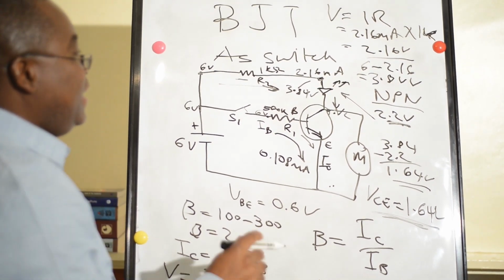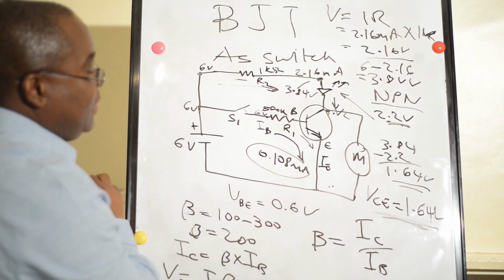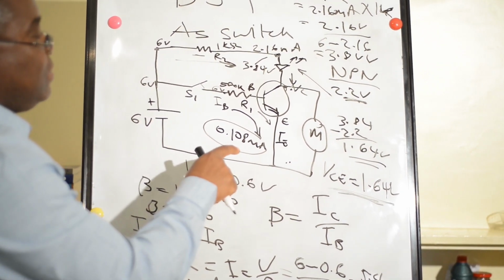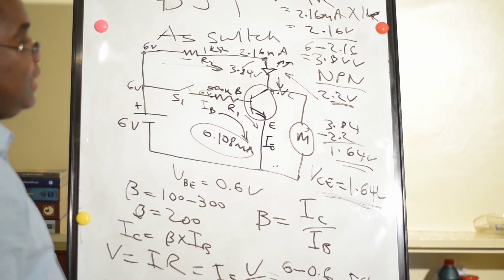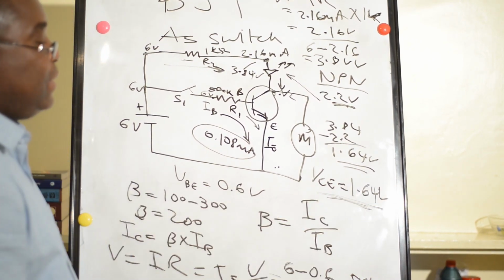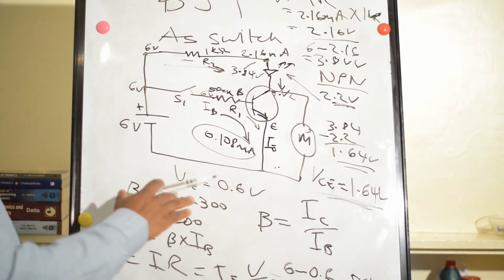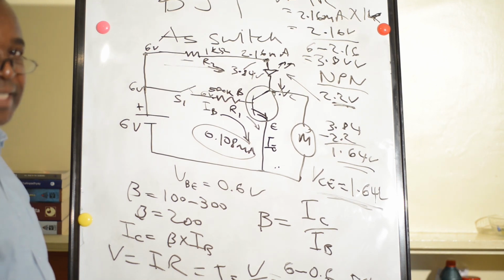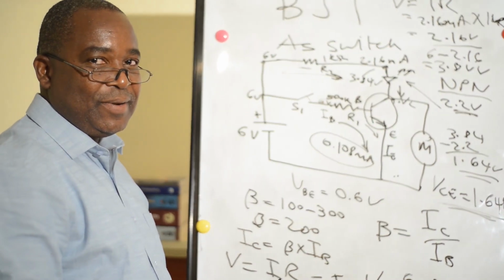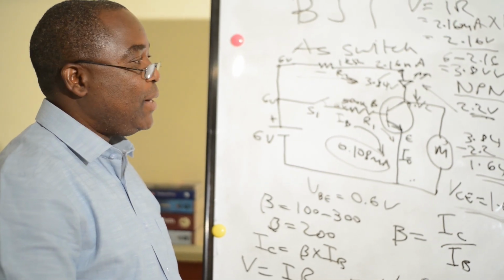So we have seen the transistor as a switch. A very small current, 0.108 milliampere, controls the voltage to the motor, and we have 1.64 volts in order to control our motor. So here the application of our BJT NPN transistor acts as a switch. A very small current controls a large voltage into the motor.